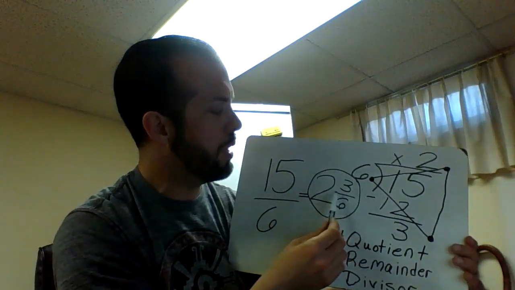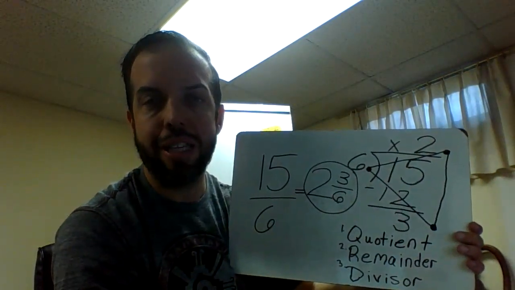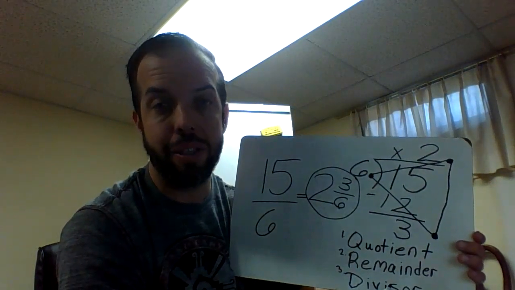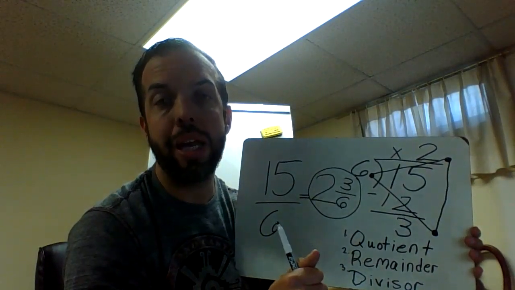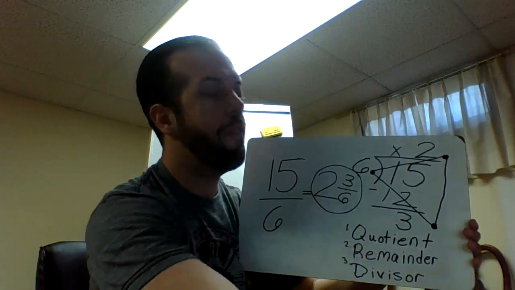Remember, 2 and 3/6 is equivalent to 15/6. They are actually the same amount; they just are written in different ways. Both are a combination of whole number world and fraction world.